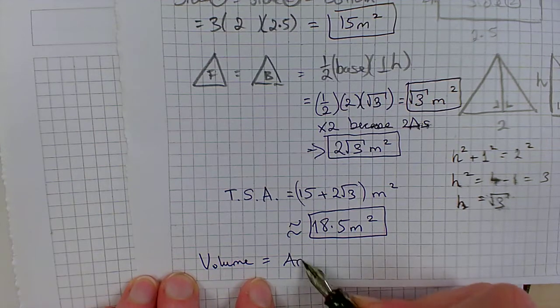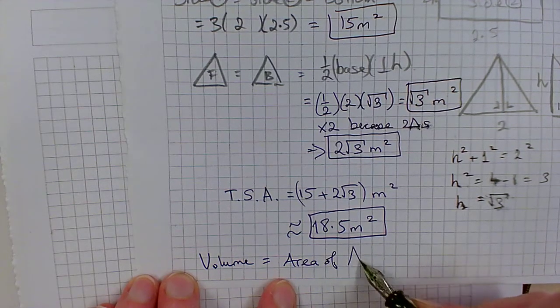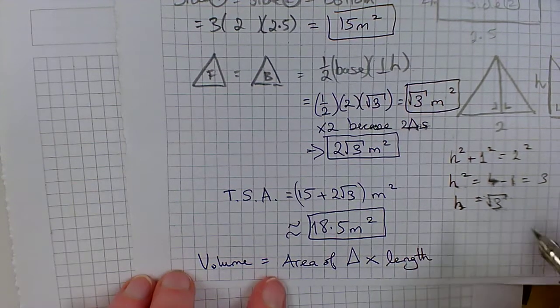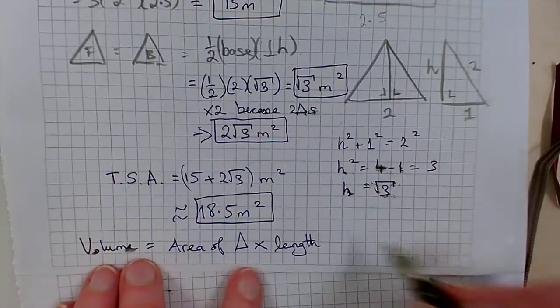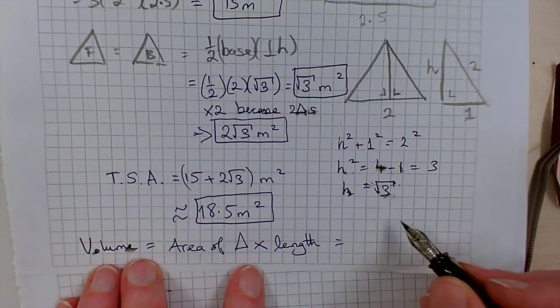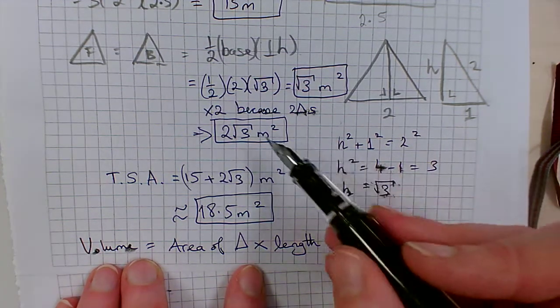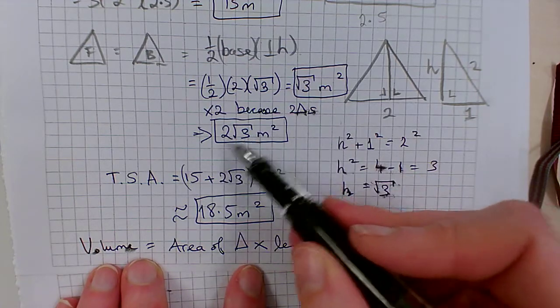Now, in terms of the volume of a prism, it is going to be the area of the end face, so area of my triangle, multiplied by the length. That's the formula that we have for the volume of a prism. And we've already calculated the area of one of the end faces. It is √3 meters squared. This was when it was two of them.